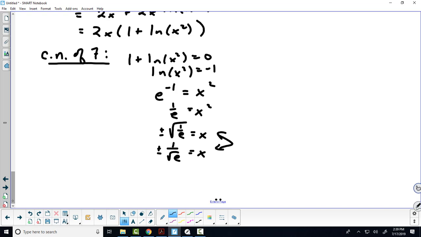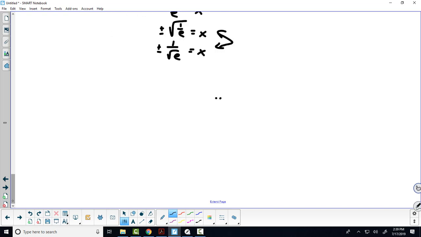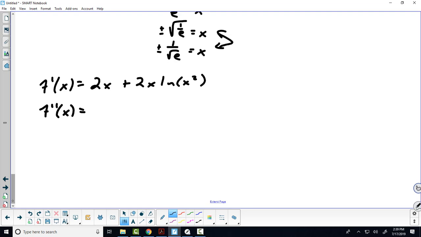Now let's go ahead and look at the second derivative here. I'm going to recopy the first derivative. We said it was 2x plus 2x ln of x squared. So now let's go ahead and find the second derivative. The second derivative is differentiating termwise. There's the derivative of the first term.